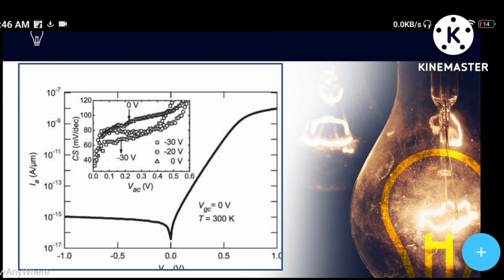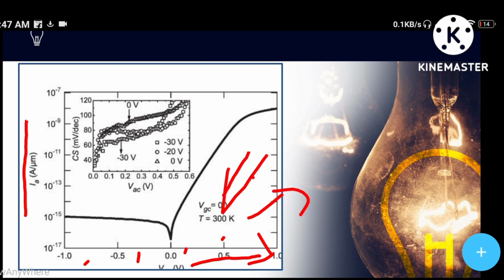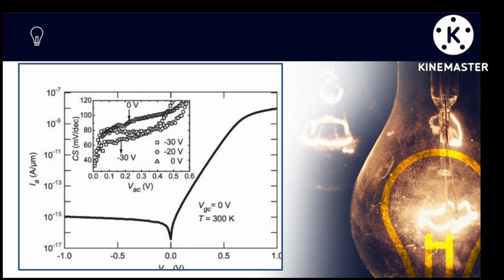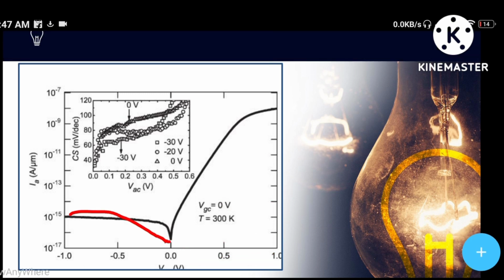Here you can observe another graph which was plotted between the voltage V and current IA, where the units are ampere per micrometer. Here we started from -1 to 0, -0.5 to 0.5, every 0.5, where we kept VG equal to 0 volt and temperature 300 K. You can observe that the current first decreases gradually like a straight line, and then it increases exponentially. You can observe the graph, the black line or red line which I drew. This is the graph obtained.